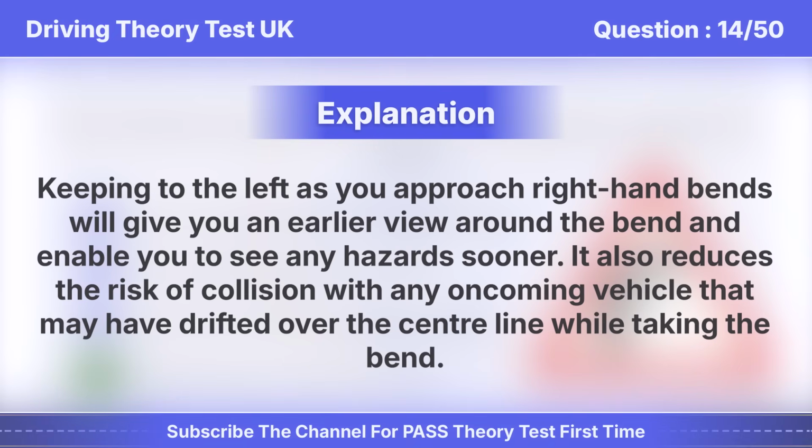Keeping to the left as you approach right-hand bends will give you an earlier view around the bend and enable you to see any hazards sooner. It also reduces the risk of collision with any oncoming vehicle that may have drifted over the center line while taking the bend.